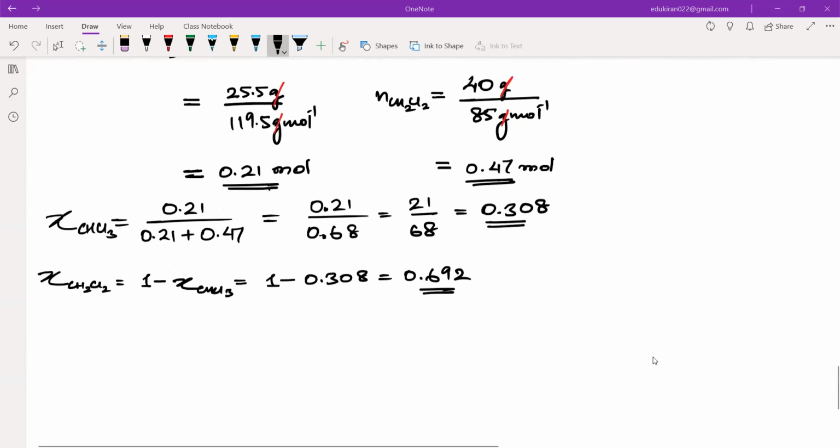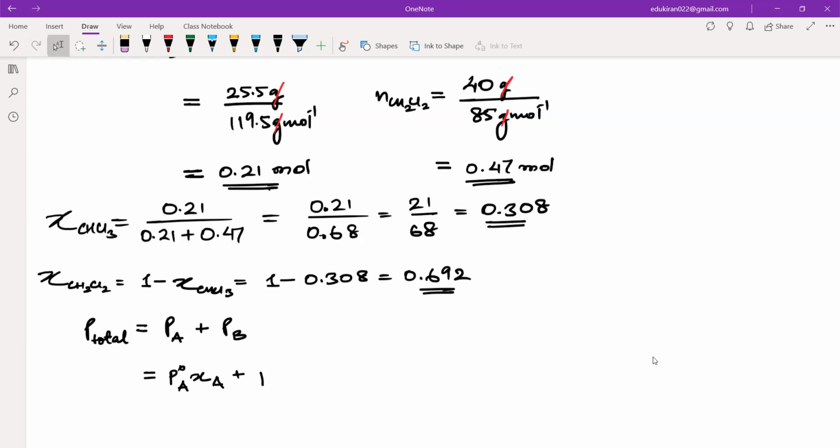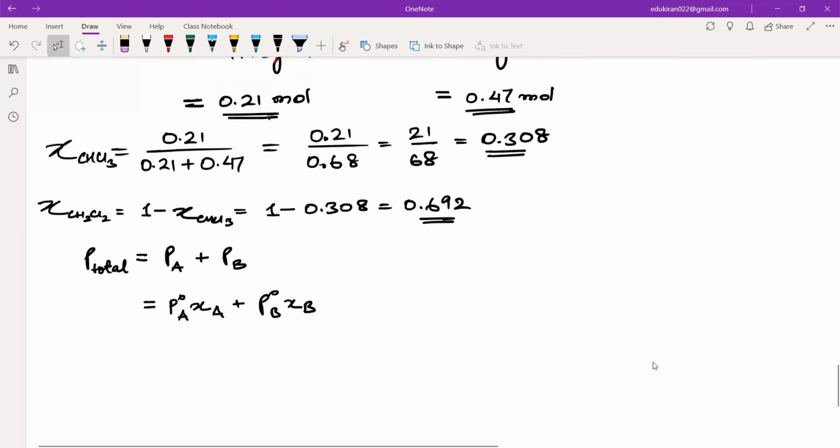Now what we need to do, we need to just calculate the P total. So P total will be equal to pressure due to A plus the vapor pressure due to B. Okay, pressure due to A is P naught A chi A, and pressure due to B is P naught B chi B. P naught A कितना था? 200 ना. So this is equal to 200 into chi A, 0.308, plus P naught B, 415 दिया था उसमें, 415 multiplied by 0.692.